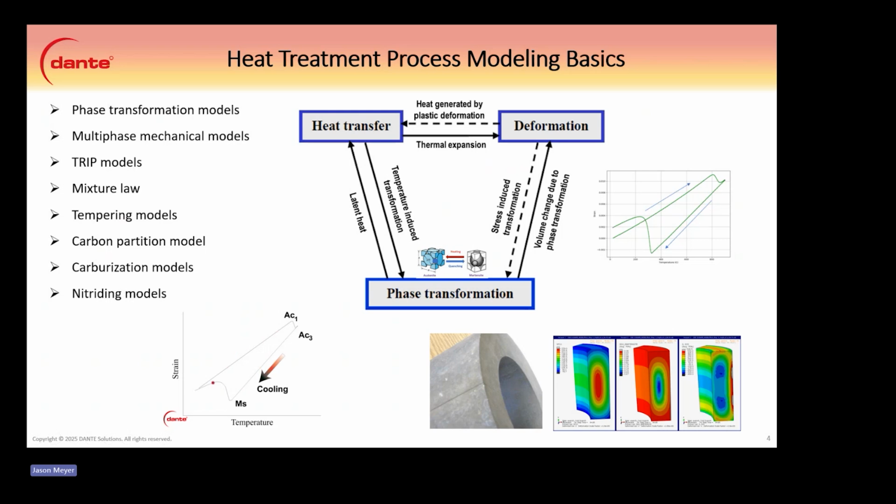But there's also heat generated from plastic deformation that needs to be added in with high strain applications, such as hot stamping. So that goes all into the phase transformation models that we developed. There's also multi-phase mechanical models. So each one of these phases has different mechanical properties. So we need to account for all those. There's TRIP models, mixture laws, tempering models. We have a carbon partitioning model and other carburization and nitriding chemical process models as well that all go into this whole heat treatment simulation.